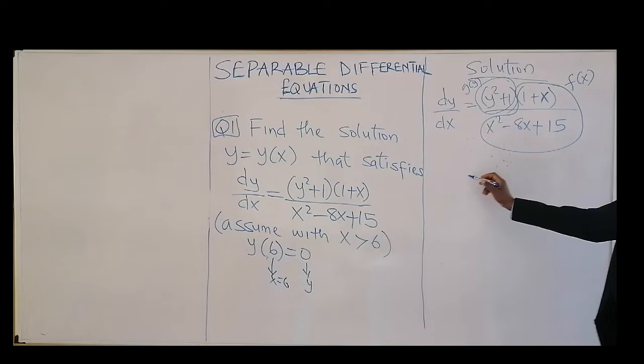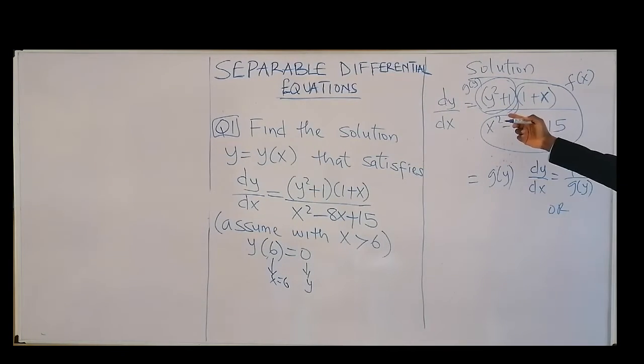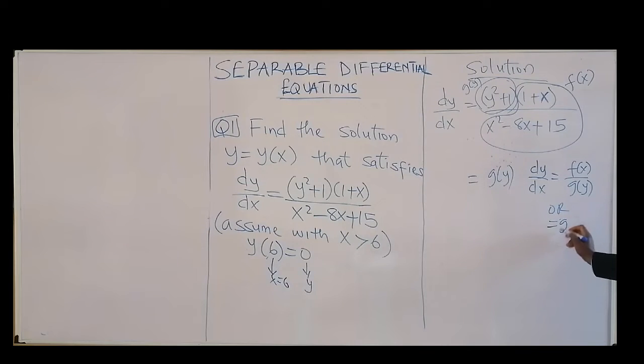So that's what we have. In this case now, we have g of y, okay? And then we have f of x. My f of x in this case is a fraction, we have 1 plus x over this one. And I've said that your dy/dx could be written in this form, or it could also be written in the form of g of y times f of x.